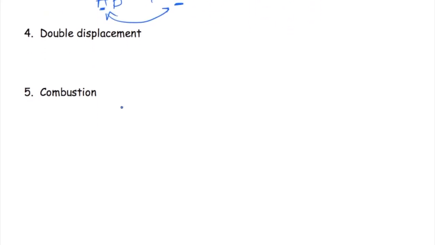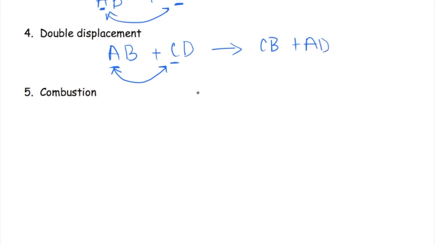Now, double displacement, so you have two elements displacing two other elements. So let's say we have AB plus CD. Now here, the way you think about it is that we're going to exchange the first one of each one. So B stays, we're going to put C there to exchange it, plus A goes on the other side, AD. So this is double displacement, and I will discuss this in detail in its own particular video that's coming up today or tomorrow.